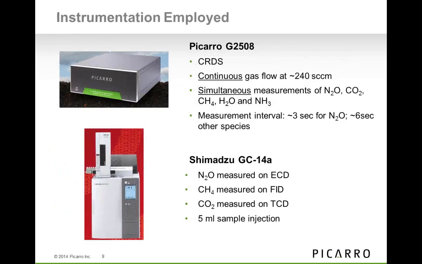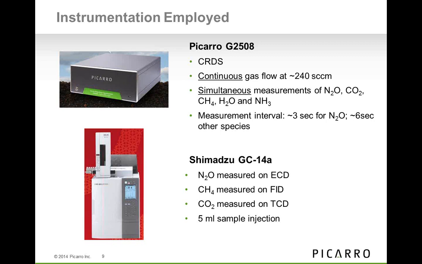So first, the instrumentation that I used is, as we said, the Picarro G2508, which is a cavity ring-down spectrometer, which uses near-infrared laser diodes to look at absorption features to determine the concentration of gas in a sample. It's a continuous gas flow into the cell of the analyzer, and you get simultaneous measurements of nitrous oxide, carbon dioxide, methane, water, and nitrogen, or in ammonia. And we get a measurement interval for nitrous oxide of about 3 seconds and more seconds for the other species.